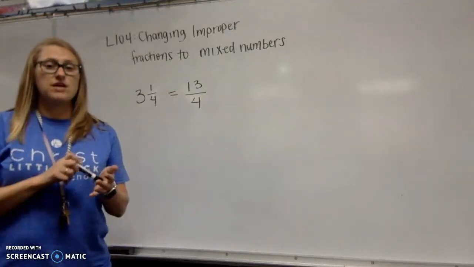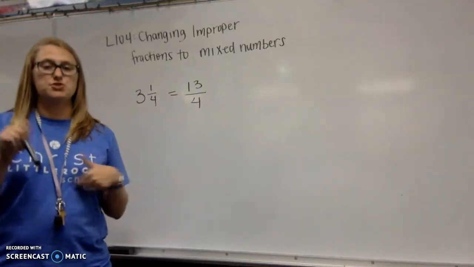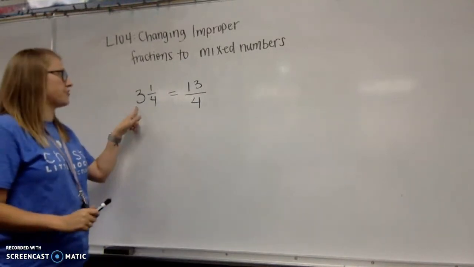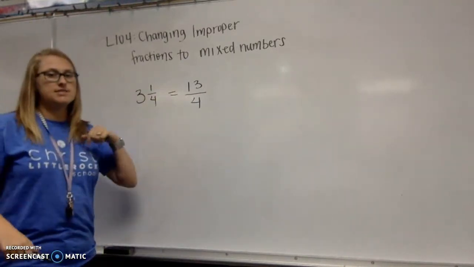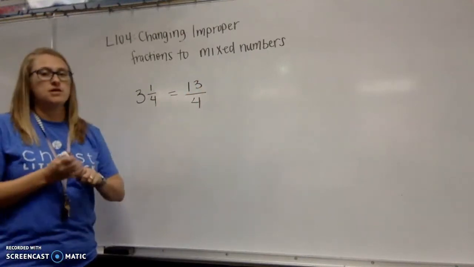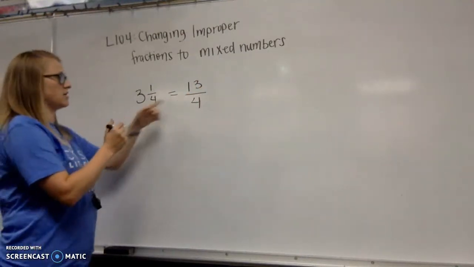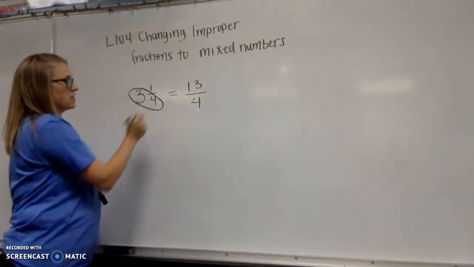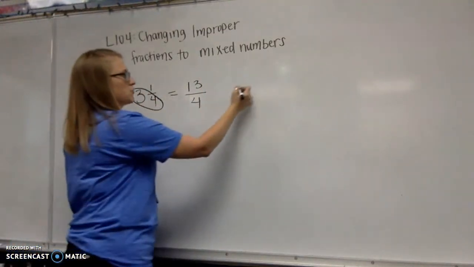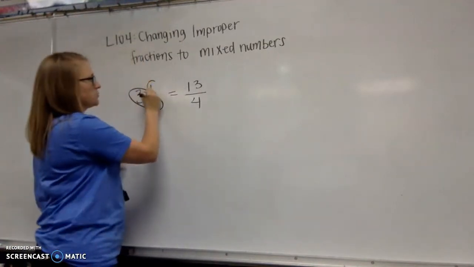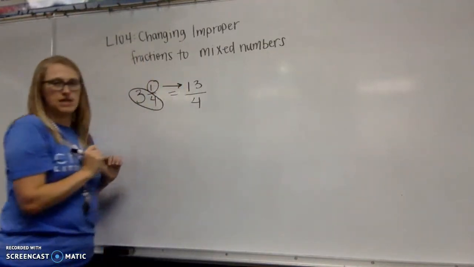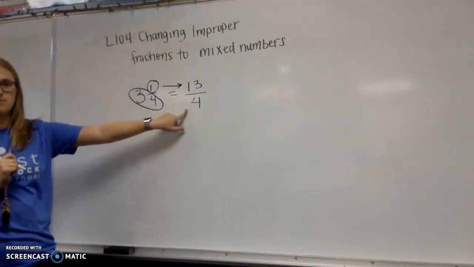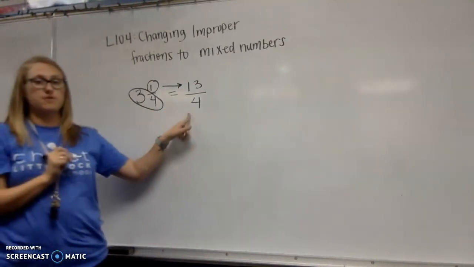Hey guys, so like I said, we are building up to today. In the past, we've been drawing pictures to figure out that 3 and 1/4 is the same thing as 13/4. So the way we get from here to here, remember we can multiply these. 3 times 4 is 12, plus 1 more is 13. Okay, remember, the denominator is always going to stay the same. That is no different for today's.